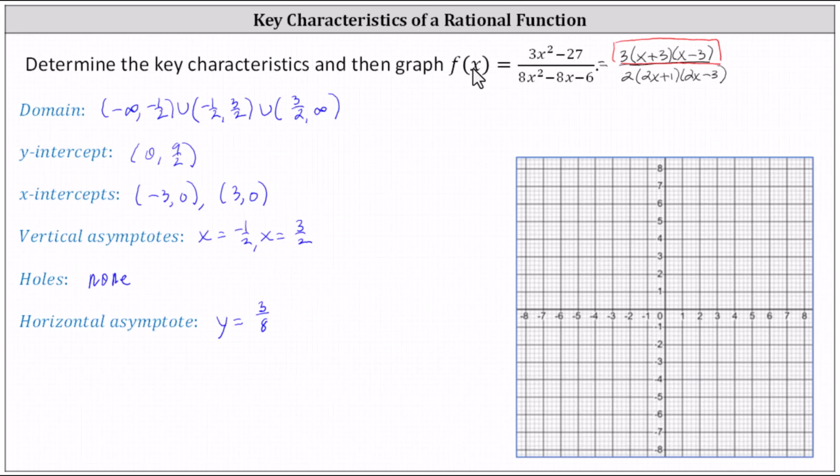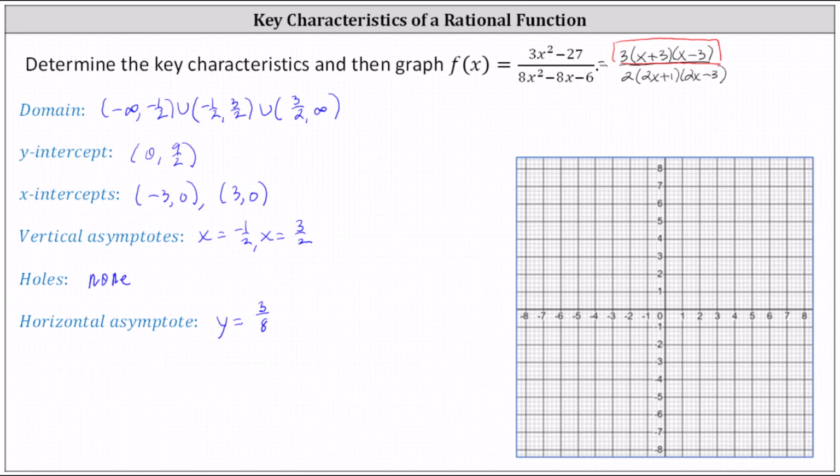If the degree of the denominator is greater than the degree of the numerator, the horizontal asymptote is y equals 0, because the function values approach 0 as x approaches positive or negative infinity. And if the degree of the numerator is greater than the degree of the denominator, there is no horizontal asymptote, because as x approaches positive or negative infinity, the function values increase or decrease without bound.